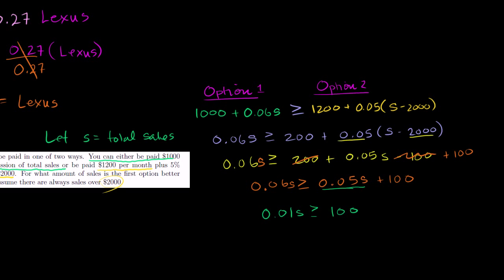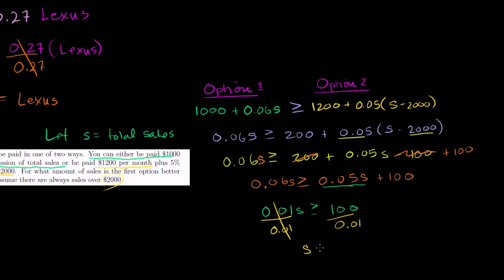And now I just divide both sides by 0.01. So 0.01 divided by 0.01 becomes a 1. And then we are left with s is greater than or equal to, what's 100 divided by 0.01? This is the same thing as 100 divided by 1 over 100, which is the same thing as 100 times 100. 100 times 100 is 10,000.